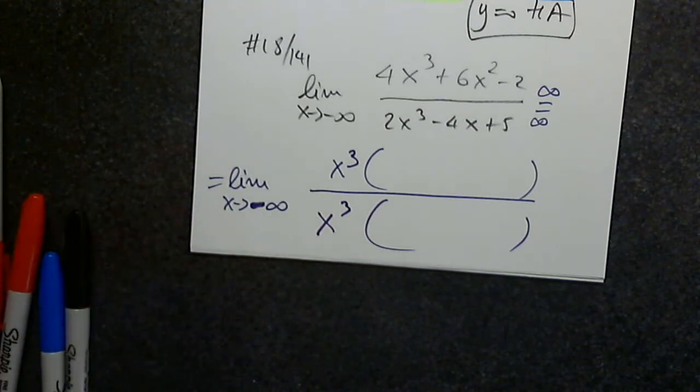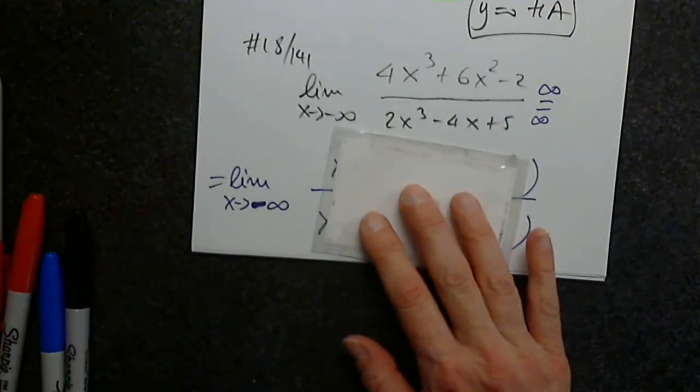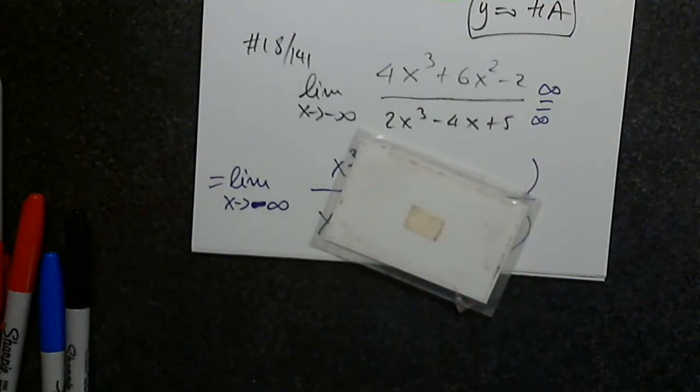Now, if we remember, if we look at this, what do we know from pre-calc? Same degree over same degree. What is the horizontal asymptote? Leading coefficient over the leading coefficient. So the horizontal asymptote is 2.